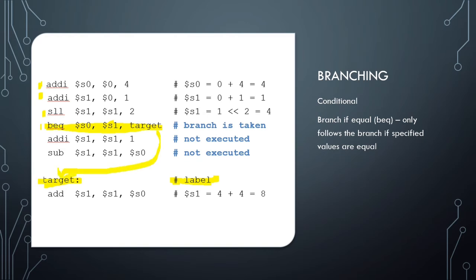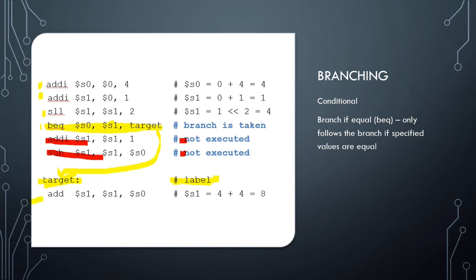And so when we branch, what that means is that we are skipping these other lines of code. And we can see these notes on the left that they're not executed. We're skipping those in favor of the branch. And so we're saying that if the values in the registers S0 and S1 are equal, then what we're going to do is add the value in register S1 to itself.